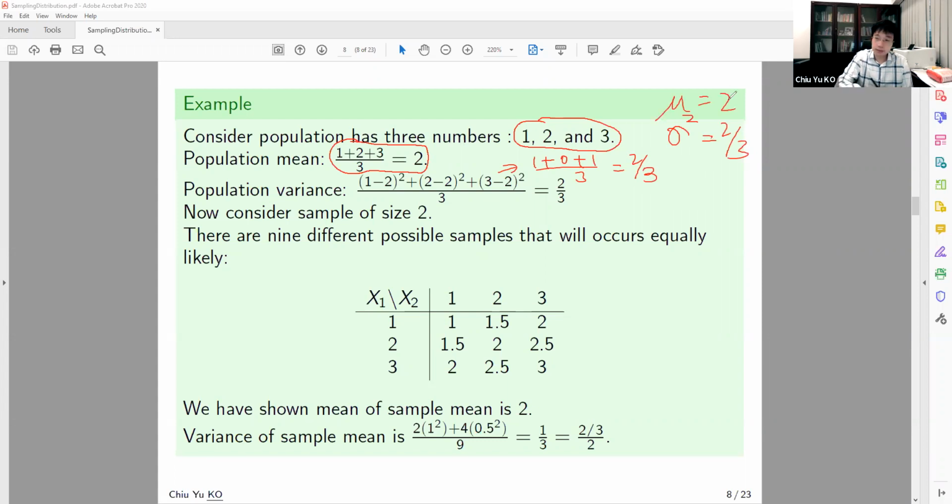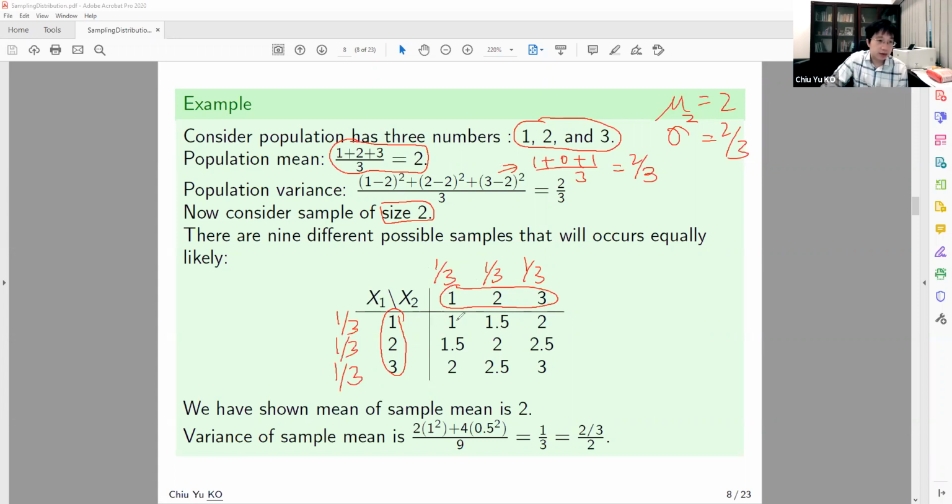Mu is 2 here. Now consider a sample of size 2. Same as before, the first number you draw will be 1/3 likely for each, right? And the second draw is also 1/3 each. The reason is that each observation is equally likely, and they're independent. The first draw is independent of the second draw. So that's what we mean by a simple random sample.